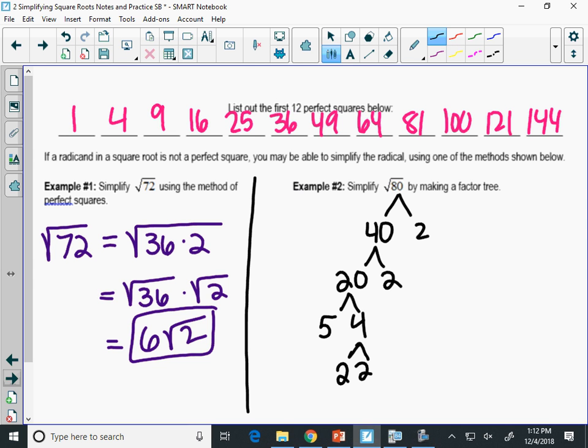Now, if you had a teacher who did the method of factor trees, sometimes they tell a story about being at a nightclub. We're going to pretend that the radical is the bouncer at a nightclub. It's called the buddy system, right? You can't leave the nightclub without a buddy.